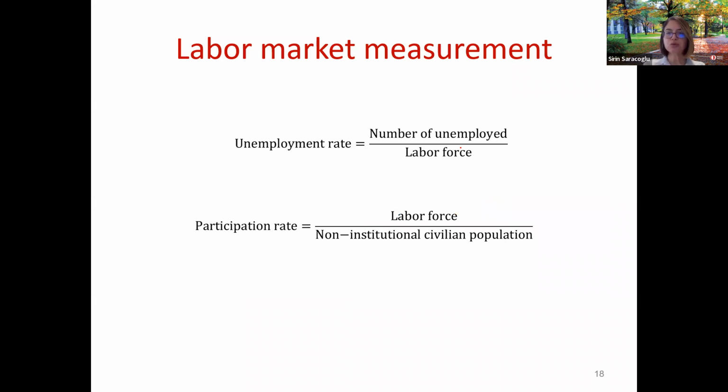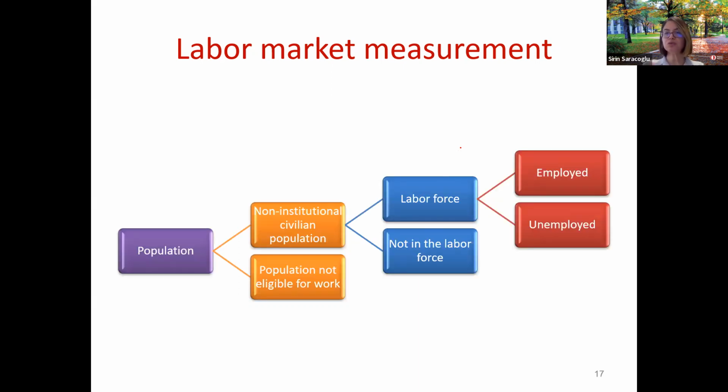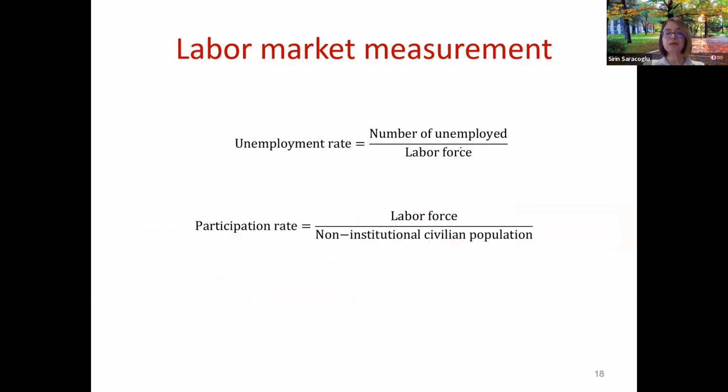On the other hand, we can also talk about the labor force participation rate, and that would be the number of people in the labor force divided by the number of people who are eligible for work, or the non-institutional civilian population. As you see here, it is also one step up. So the labor force participation rate will be the number of people in the labor force divided by the number of people in the non-institutional civilian population, okay? Or people eligible for work, 15 and above. Okay, so that's also an indicator of how well the labor markets are doing.